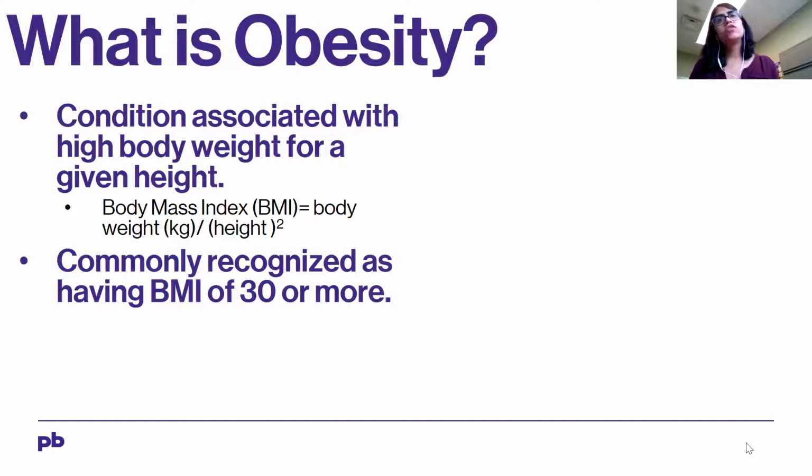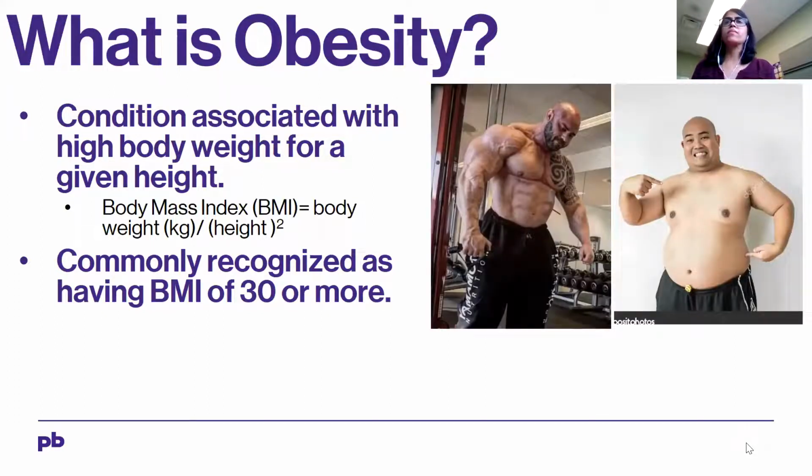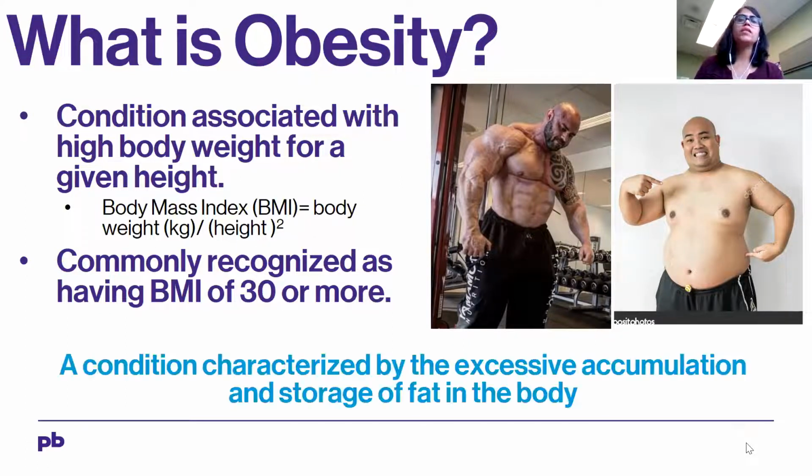Now, this definition has a problem. And the problem is this. If you look at these 2 images, both might have technically the same body mass index, but the individual on the left is not a person you would call obese. So a more precise definition of obesity would be that it is a condition characterized by an excessive accumulation and storage of fat in the body.